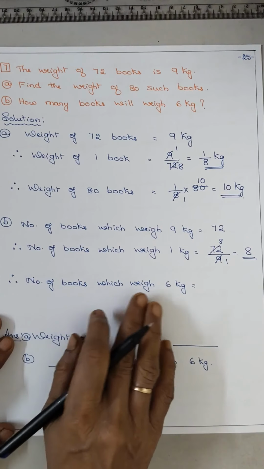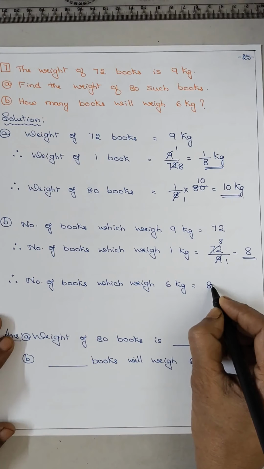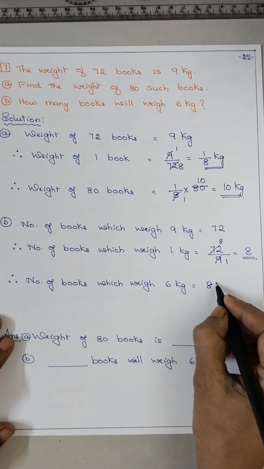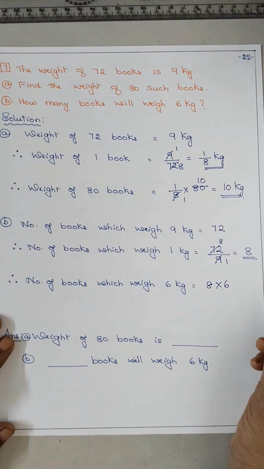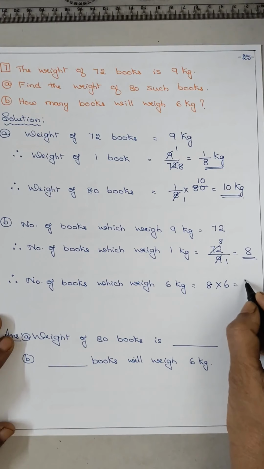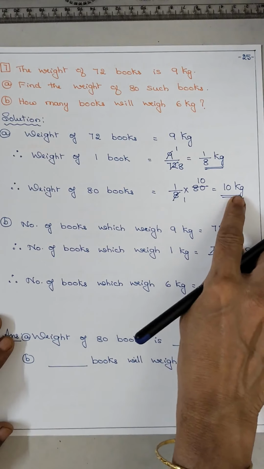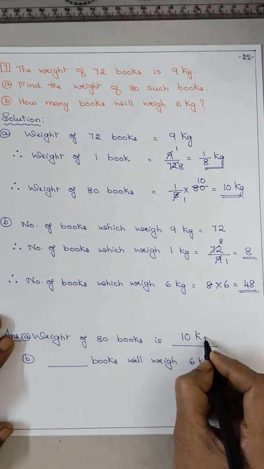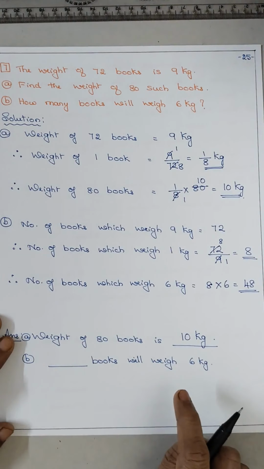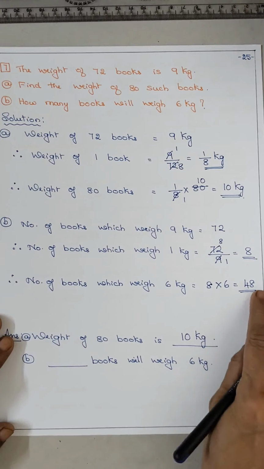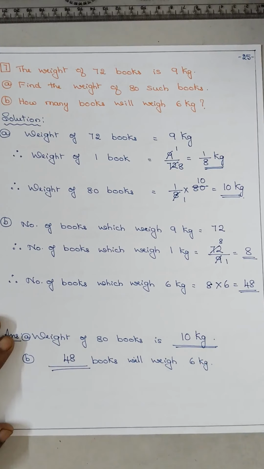Now the number of books which weigh 6 kg. So for 1 kg it is 8, 8 books. So in 6 kg, how many books? Into 8, 8 into 6, that is 48. So the weight of 80 books is 10 kg. And how many books will weigh 6 kg? It is 48 books will weigh 6 kg.